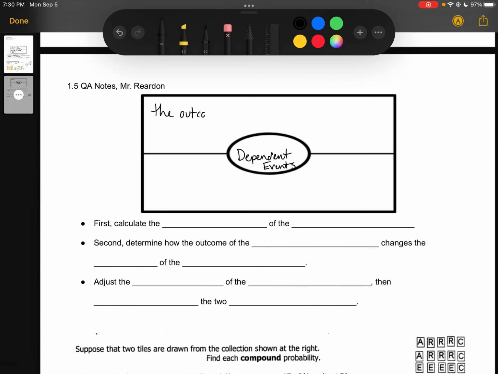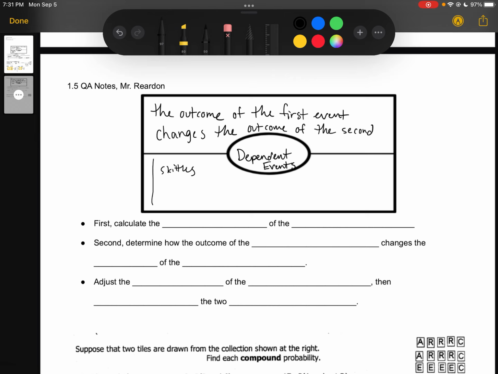So when we have dependent events, this is just saying that the outcome of the first event changes the outcome of the second.